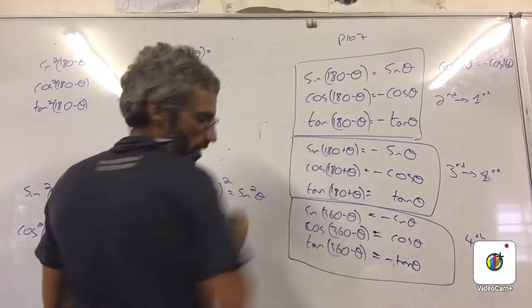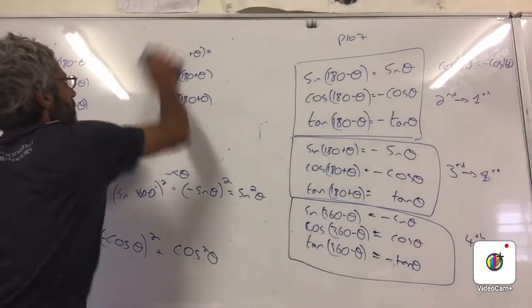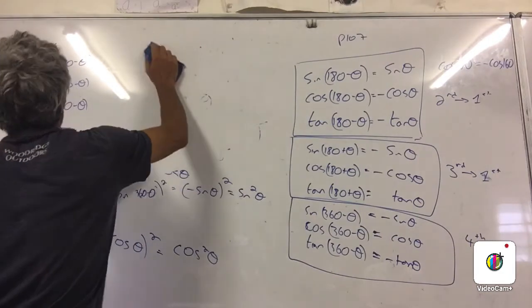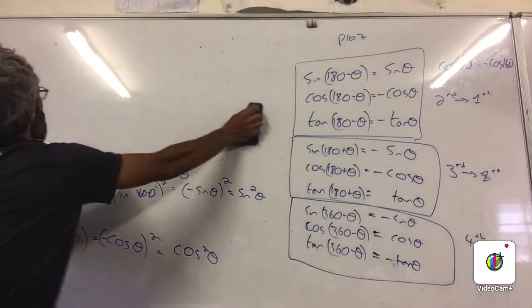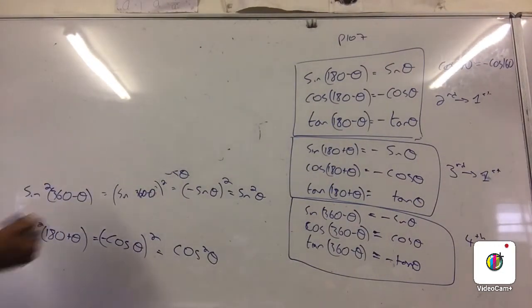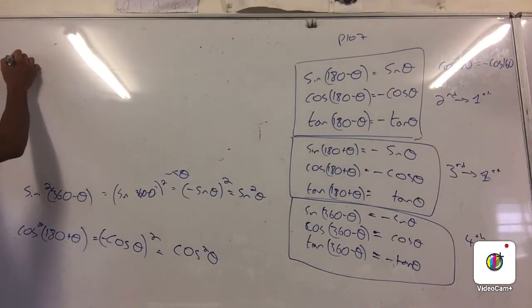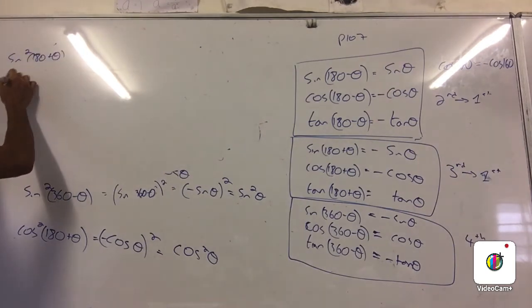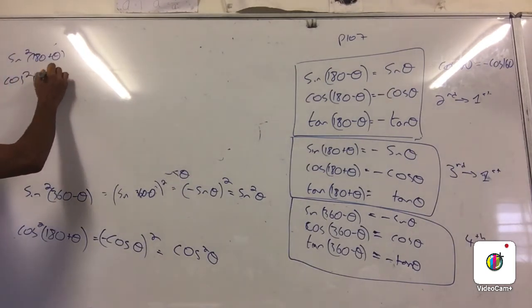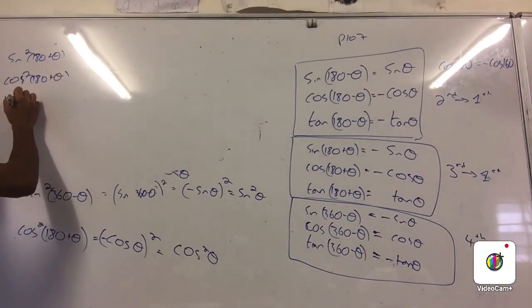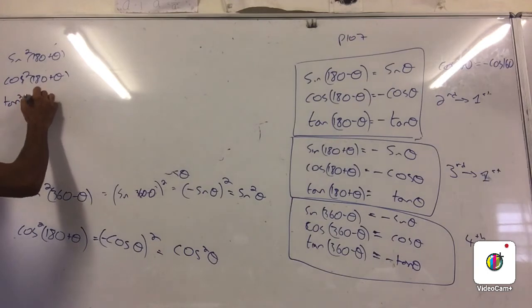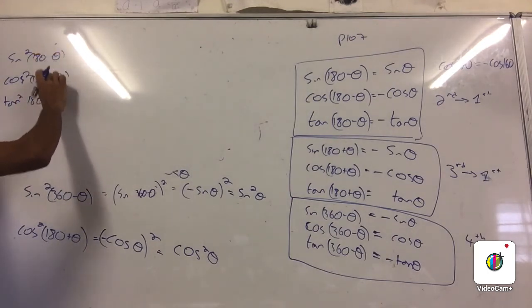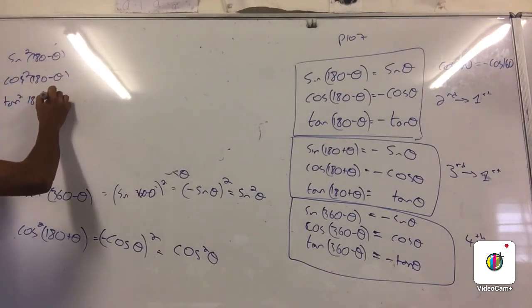I ran off. No, I wrote it too close. No, that wasn't in the right place. I just need to write the whole thing there. More to the left. So sine square, where am I? Yo, it's so hard to be a teacher.